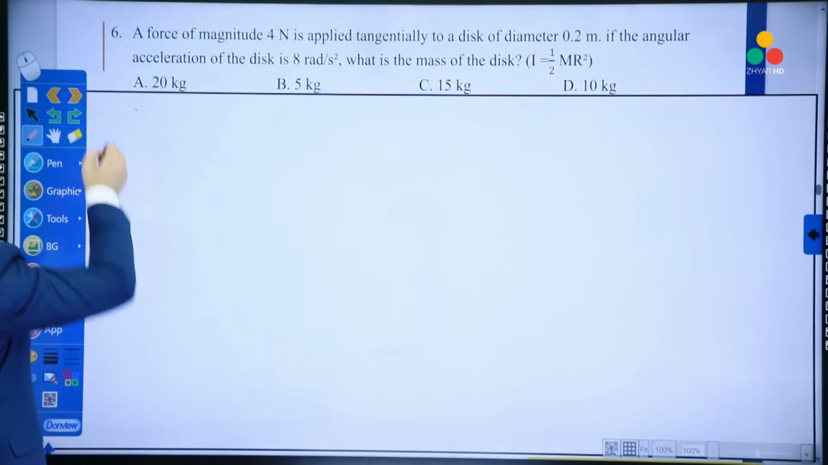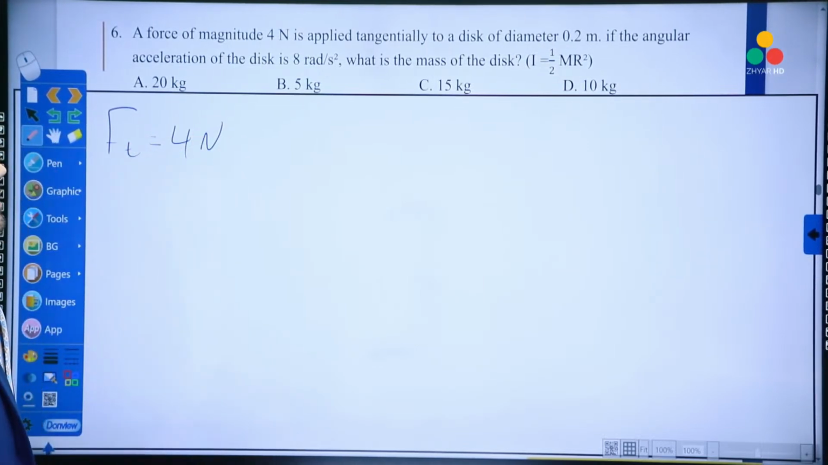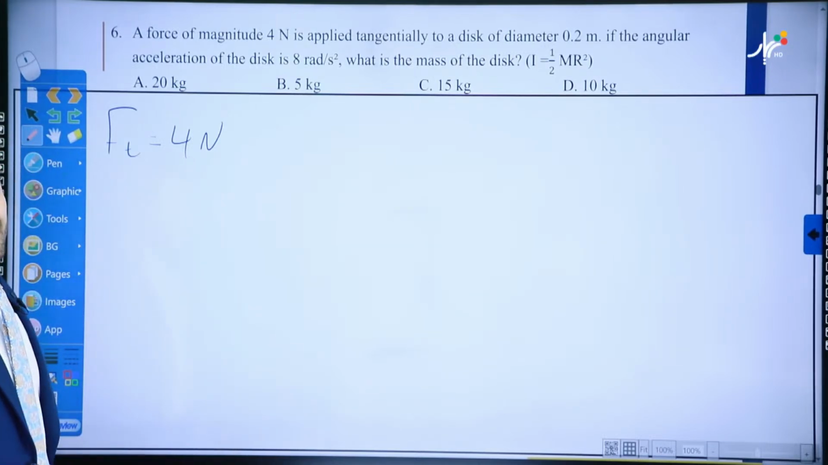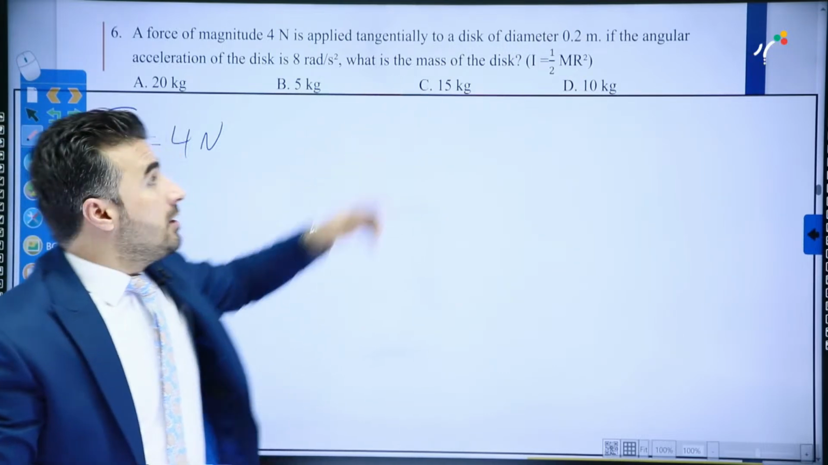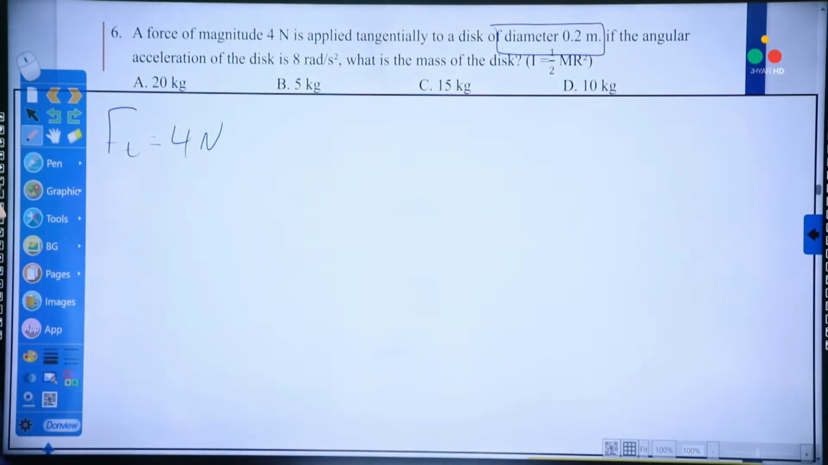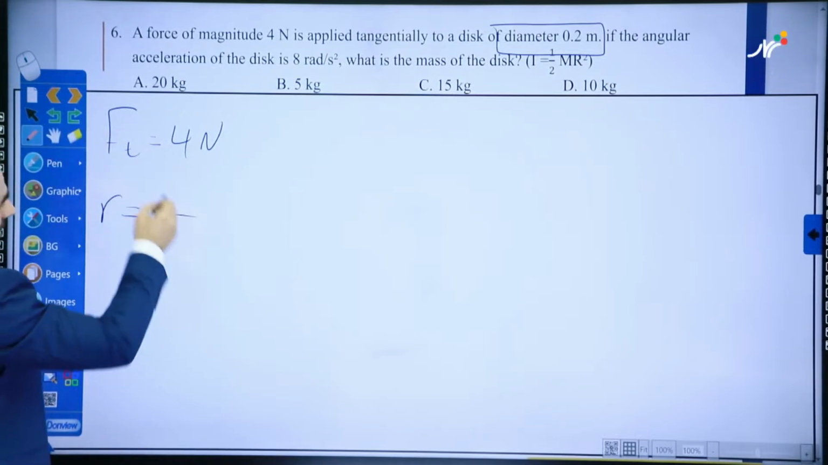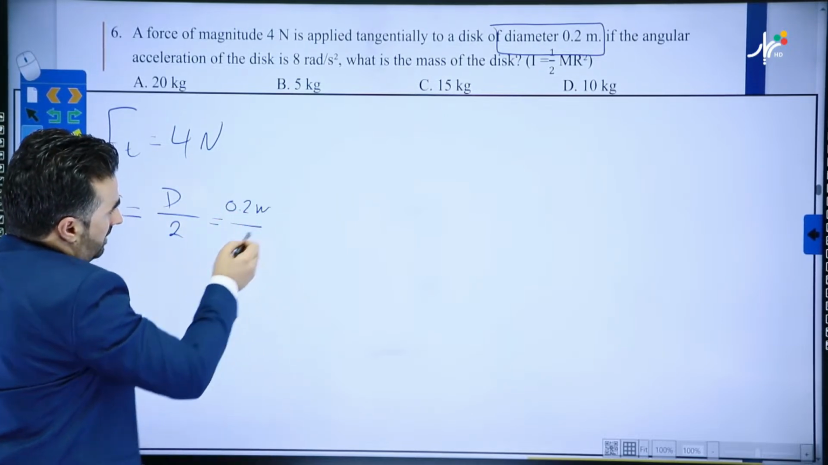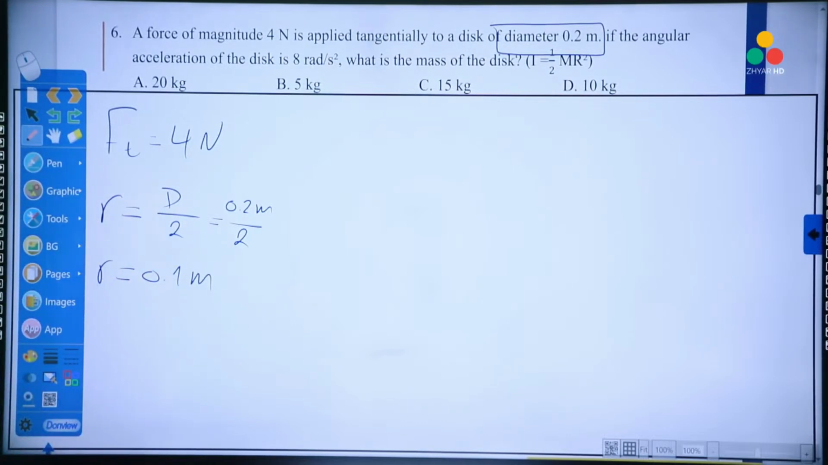All right, so it says a tangential force of what value? Of 4 Newton, yes. Okay, to a disk of diameter... that's very interesting. In the previous questions, we used to have radius, but here we have diameter. So how do you convert diameter to radius? Radius equals diameter, capital D, divided by 2. The diameter is 0.2 meter divided by 2, of course. That means the radius is going to be 0.1 meter. Okay, that was very good.